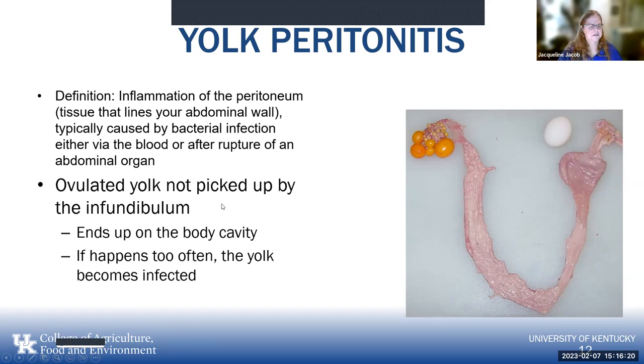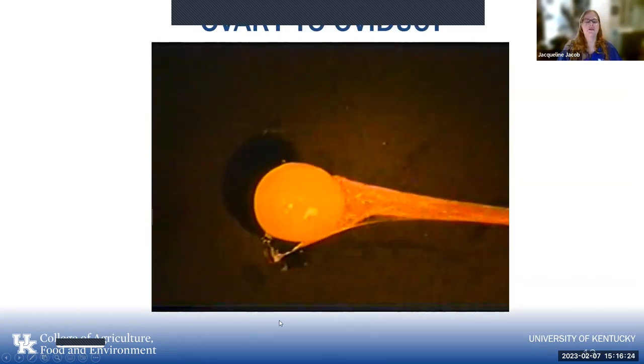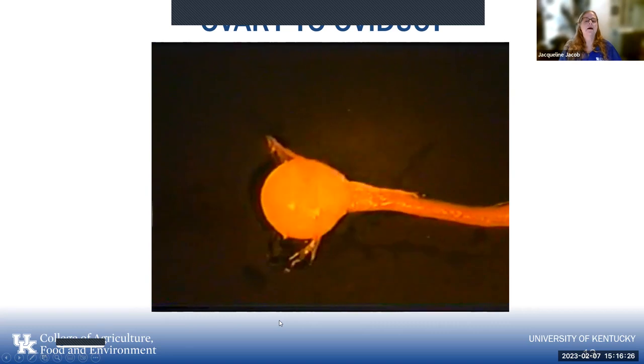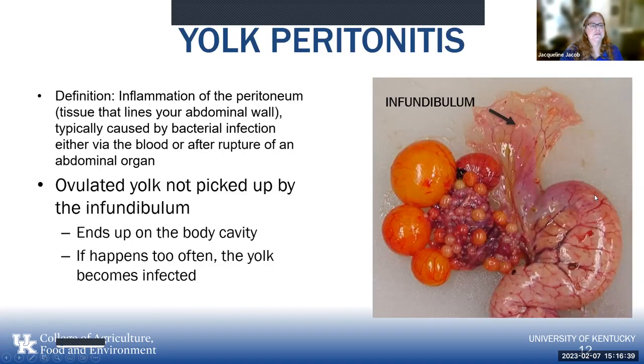Oh, here we are. So this just shows you how the yolk is then picked up by the oviduct. You can't really film that. The infundibulum is a muscle that engulfs the yolk. So let's go back to what I was doing.